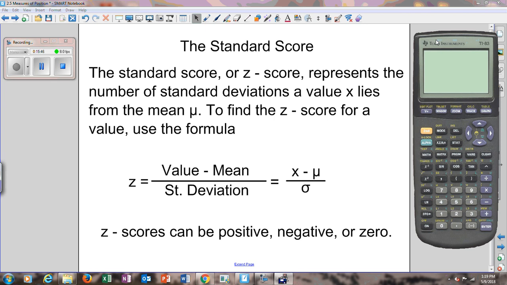It's important to realize that Z-scores can either be positive, negative, or zero, because it might be one standard deviation below, or two standard deviations below, or two standard deviations above. So it could be any number really, positive, negative, or zero.